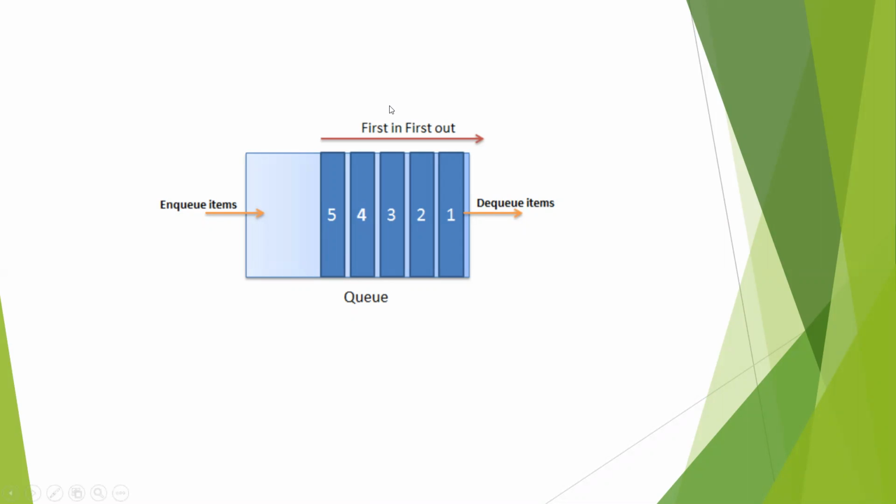If you look here, these are the enqueue items. It's nothing but adding of items. So you add items this way. This is the first value, you have added 5, and then you have added 4, and then 3, then 2, and 1. This is the order in which you have added items to this queue collection.